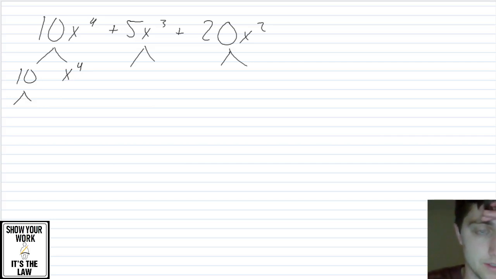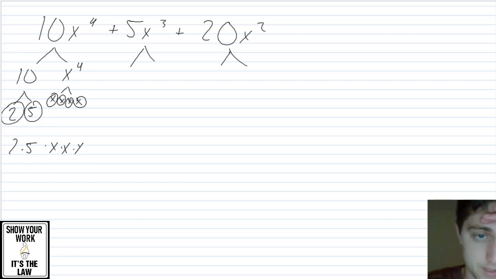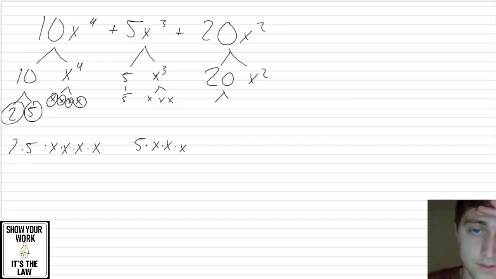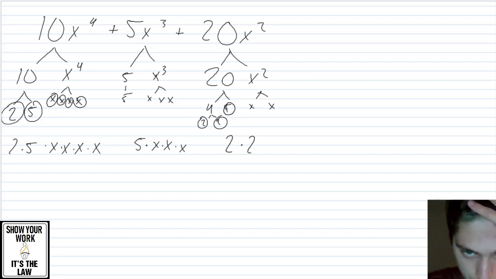Okay, that's going to give us 2 and 5. This is going to give us 4 x's. Okay, so 2, 5, and the 4 x's. 2 times 5 times x times x times x times x. This is going to give us 5x^3, which is just going to be 5 and then x times x times x, and then this is going to give us 20x squared, which is going to be 4 times 5, which is 2 times 2, prime, times 5 times x times x.